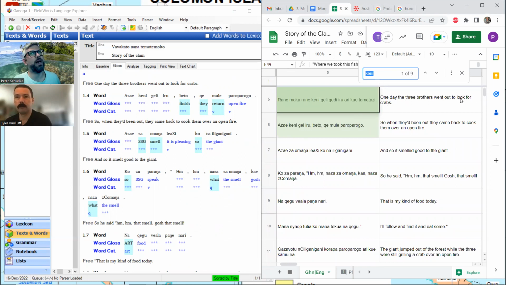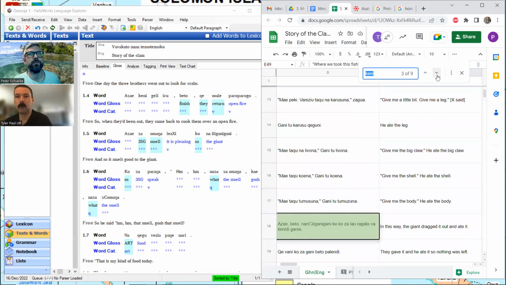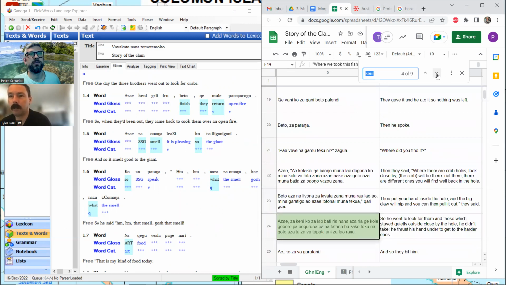One day the three brothers went out to look for crabs. So when they'd been out, Kenny might be been out, or just out. In this way, the giant dragged it out and ate it. Yeah. Indeed. He outed it. Yeah. He outed them. That's right. Okay. Put out, go out, take out. Kenny went out to look for them in that one. Very good. And this one, I think.